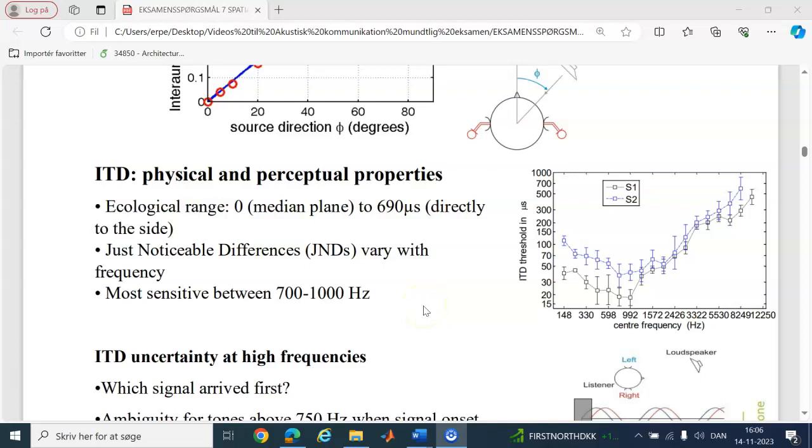ITD physical and perceptual properties. The ITD is 0 if the source is in the median plane, up to 690 microseconds directly to the side. The just noticeable differences vary with frequency. We are most sensitive to ITD between 700 and 1000 Hz.